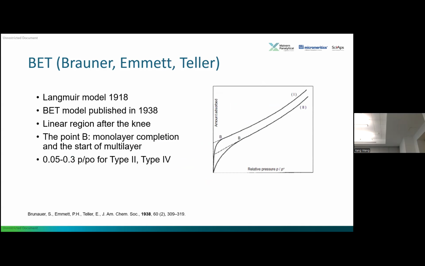BET stands for Brunauer, Emmett, and Teller. They developed this. It was originally developed by Langmuir in 1918. The BET model was tailored, advanced a little bit more in 1938. And it's basically, like I said, we're looking at that linear portion of the adsorption plot or the isotherm, and we're making some calculations from that.